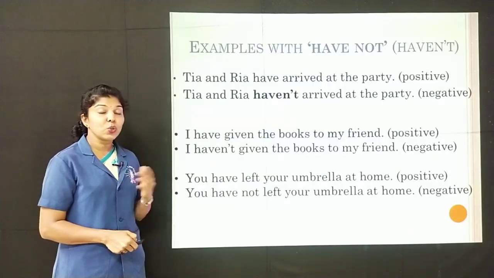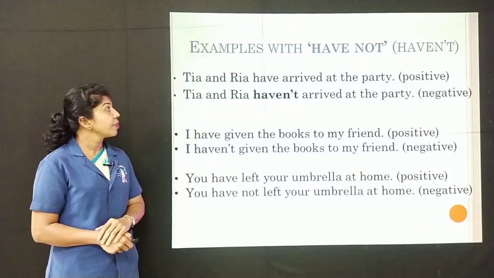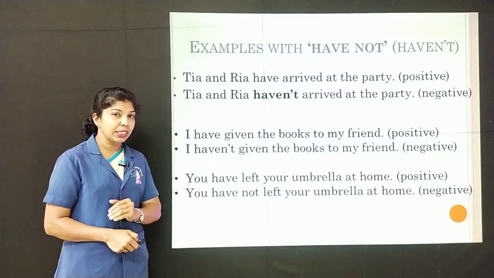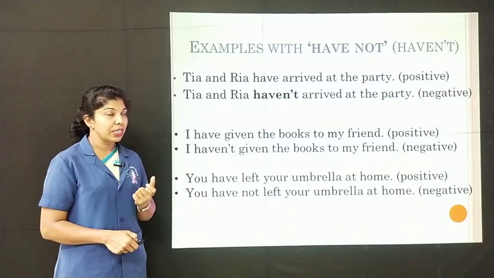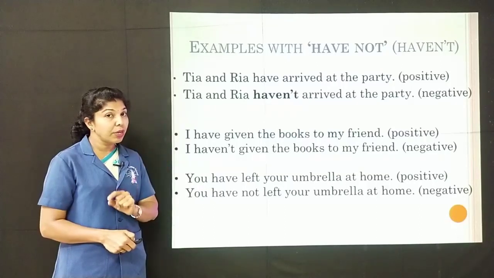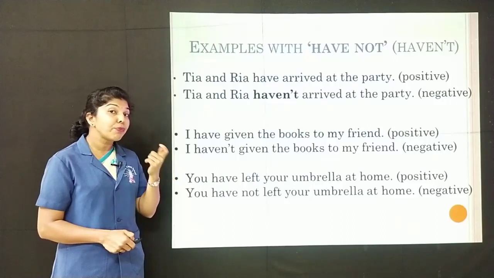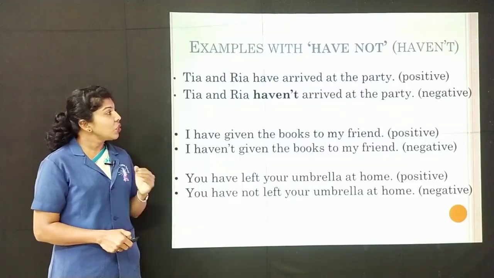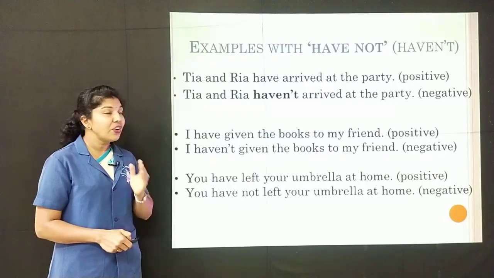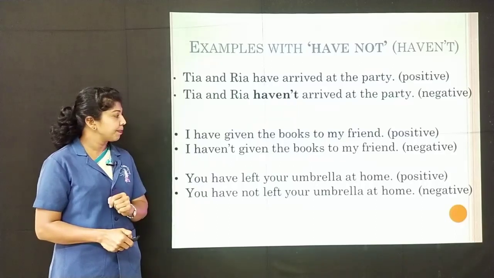Now let us see the usage of have not. Contracted form is haven't. Tia and Ria have arrived at the party is a positive sentence. Tia and Ria, plural subject. So we have used the auxiliary verb have. Arrived is the past participle form of the verb arrive. Tia and Ria have arrived at the party. Tia and Ria haven't arrived at the party is the negative sentence.